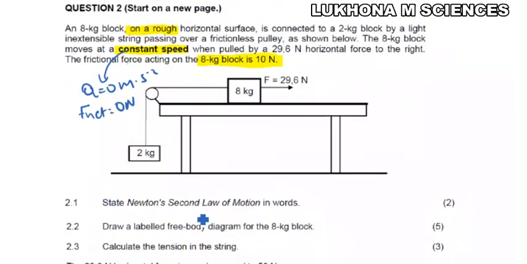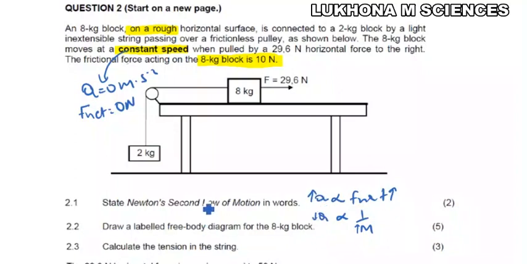State Newton's second law in words. Newton's second law states that when a net force acts on an object, the object will accelerate in the direction of the net force, with an acceleration that is directly proportional to the net force and inversely proportional to the mass of the object. Meaning that when the mass is going up, the acceleration is decreasing. When the net force is increasing, so does the acceleration.